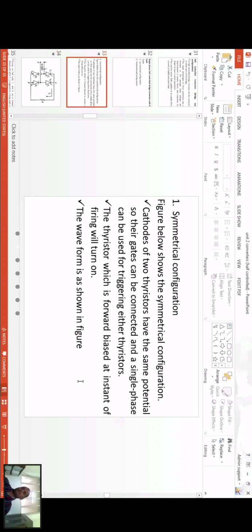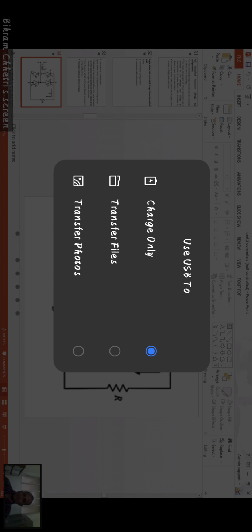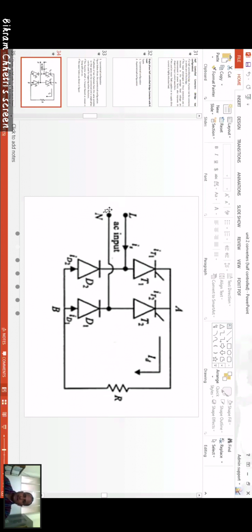The thyristor which is forward biased at the instant of firing will be turned on. Suppose thyristor T1 is forward biased, then it will be triggered and there will be conduction. The path is L, T1, R, then D1, then N. So if this becomes forward biased, then it will be triggered. The output voltage will be improved in this case, and the input power factor as well.